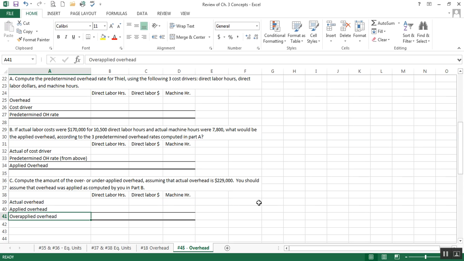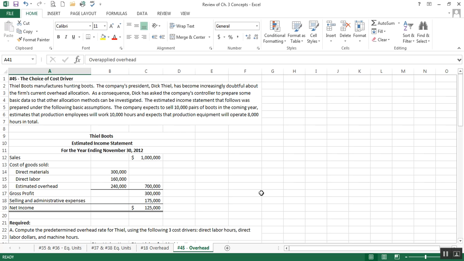Let's look at number 45, which is a comprehensive example, and it shows how the choice of cost drivers impacts the overhead calculated. Here we're looking at a company where the company's president is unsure about how they're allocating the overhead. He's asked the controller to come up with some different allocation methods and cost drivers. The income statement is prepared below using basic assumptions. The company expects to sell 10,000 pairs of boots, and they estimate that the employees will work 10,000 hours and expects that the production equipment will operate for 8,000 hours in total.